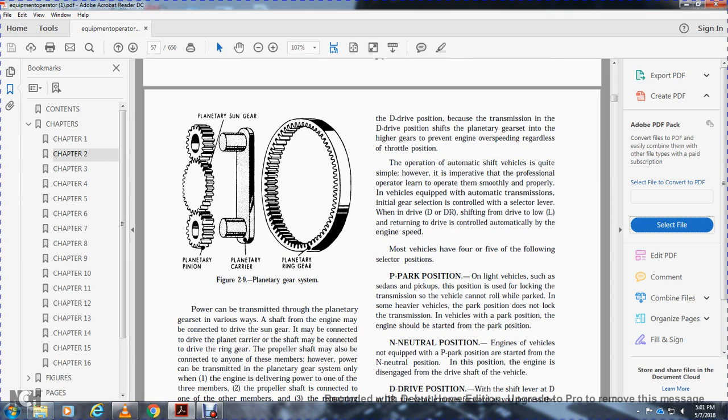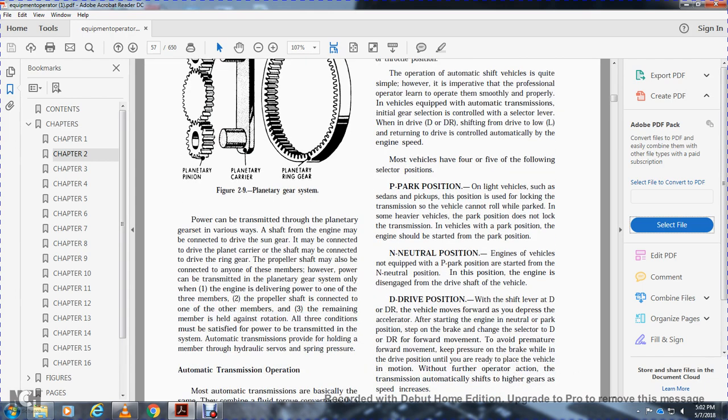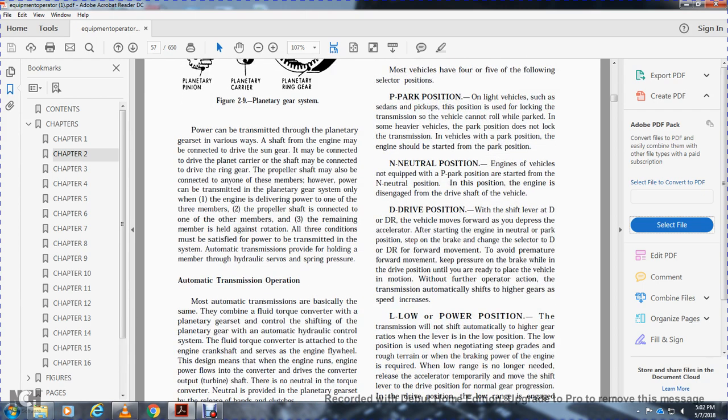In vehicles equipped with an automatic transmission, initial gear selection is controlled with the selector lever, while the drive or shifting lever lets the transmission control engine speed automatically. Most vehicles have four or five selector positions. P is for park. On light vehicles such as sedans and pickups, the position locks up the transmission so the vehicle cannot roll while parked. Some other, heavier vehicles with a park position do not lock up the transmission. The engine should start in the park position. In neutral, the engine is started in park or neutral, and the position disengages the drive shaft of the vehicle.